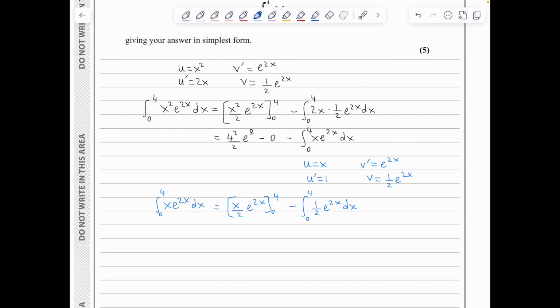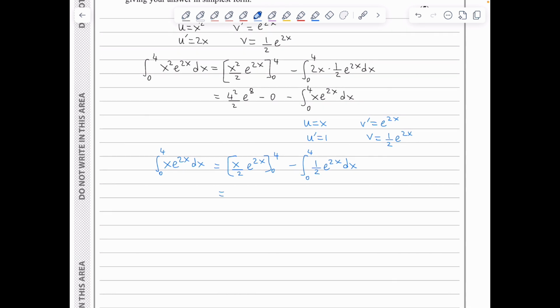So if I put the upper limit of 4, I get 4 over 2 e to the 8, and the lower limit gives me a 0. And if I integrate the half e to the 2x, I'm getting e to the 2x over 4. So the limits here are 0 and 4. I will proceed in simplifying all of this.